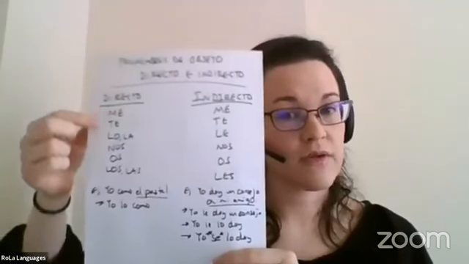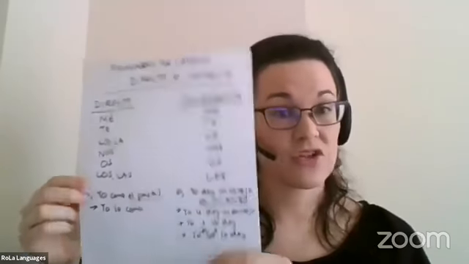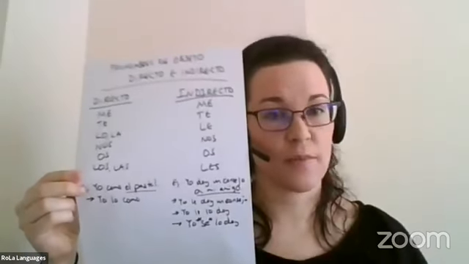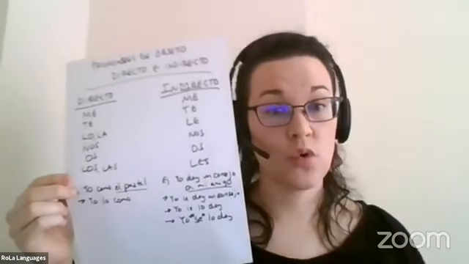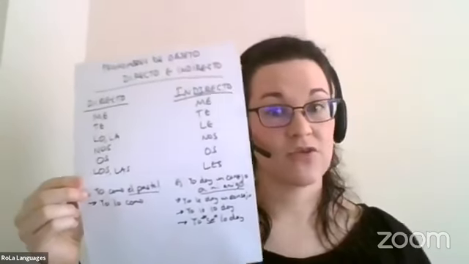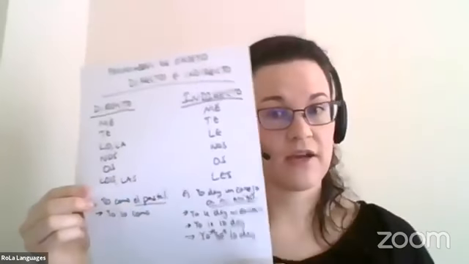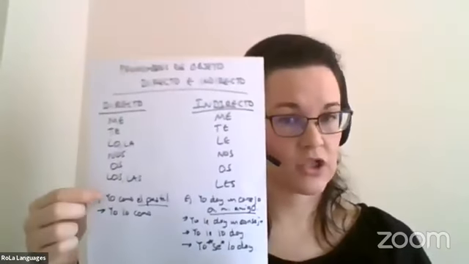So these are our direct object pronouns, the things that are directly impacted by the verb. Usually if we're asking the question "who?" or "what?", the answer to that question would be the direct object, okay? So those are the ones that are direct.